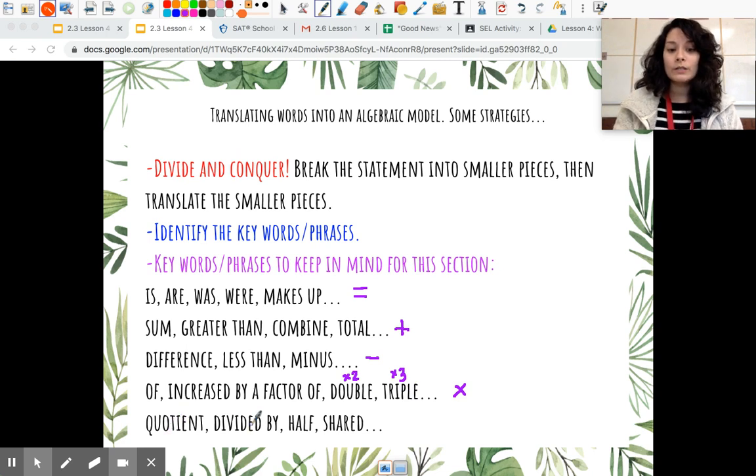And then quotient, divided by, half, and shared. All of these words and phrases are going to translate into division. And then half actually translates into divided by 2. So just a few things to keep in mind. You may want to have these words and phrases next to you as you do all of these problems that we're going to go over today.